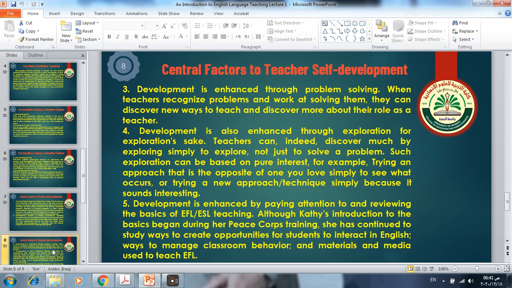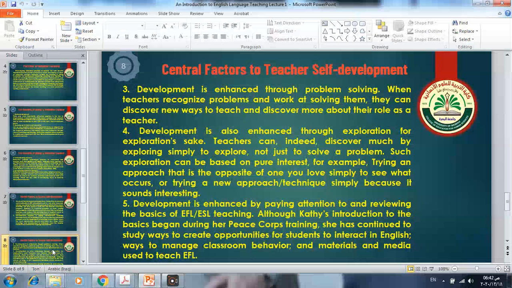Number 3, development is enhanced through problem solving. When teachers recognize problems and work at solving them, they can discover new ways to teach and discover more about their role as a teacher. So, in the teaching process, sometimes teachers face problems. When they face problems, they need to reflect on their teaching. They need to find a way to solve that problem. So when we recognize the problems and we work on solving these problems, we can discover new ways to teach, and we can discover more about our role as teachers. So the second thing is working on problem solving. This is the third factor.